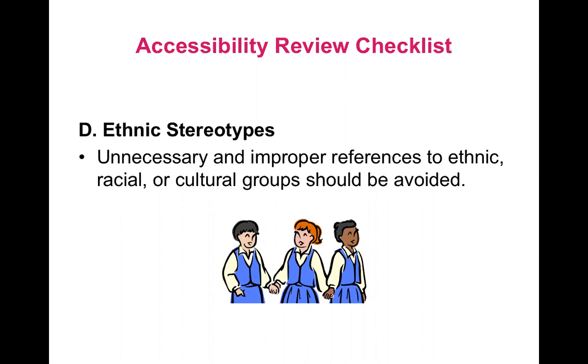So some people who are not in contact with, for instance, people of African descent or African Americans may think that African Americans are good at playing basketball because they're African Americans. So no, that's a stereotype, right? So we need to avoid that.